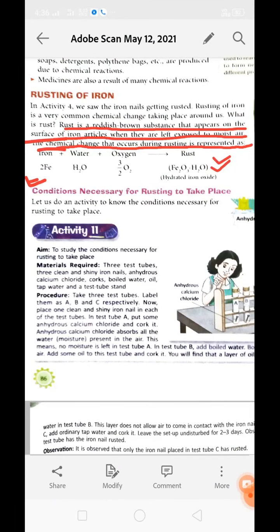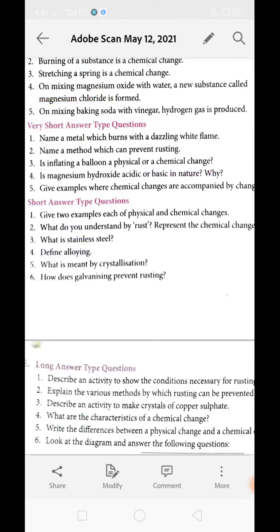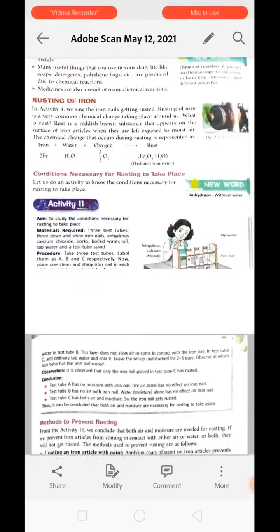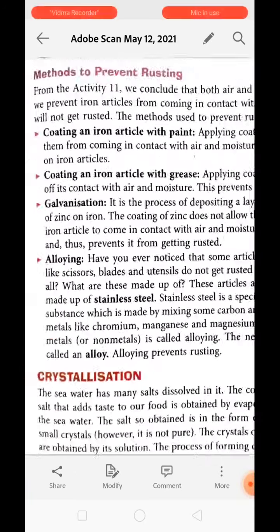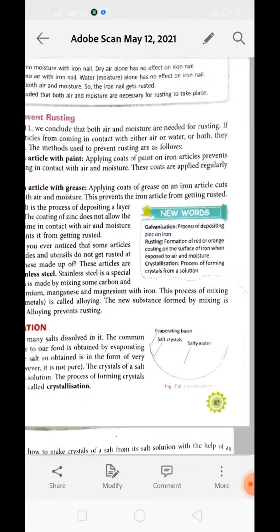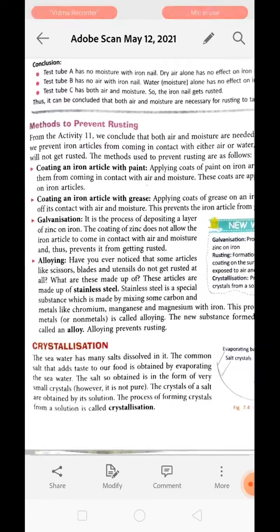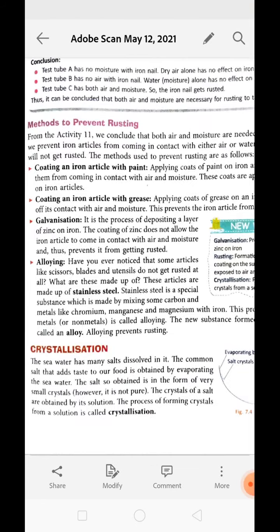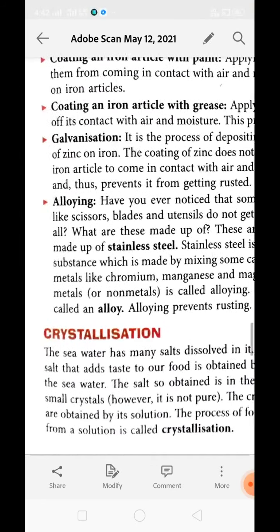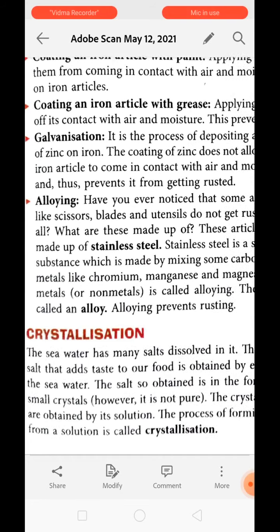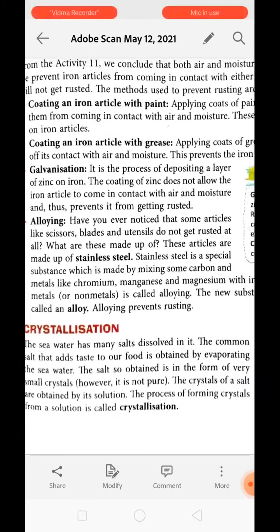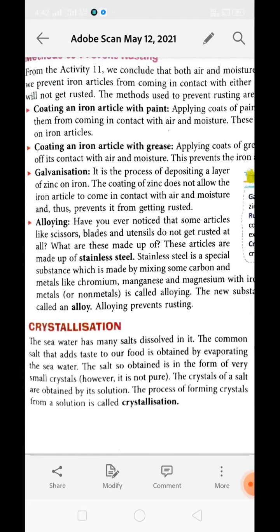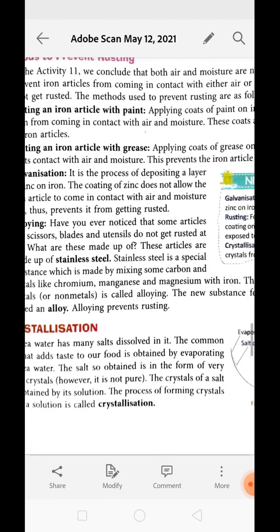Now next question. Question number 3 is, what is stainless steel? Now move back to the alloy section. Okay, alloying section. See over here, can you see alloy portion in page number 87? Okay, alloy, fourth line. After this bold letter stainless steel, you will write: stainless steel is a special substance which is made by mixing some carbon and metals like chromium, manganese, magnesium with iron.